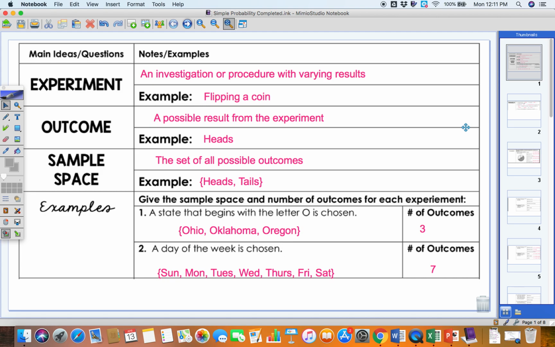Then our second experiment would be that a day of the week is chosen. Well, there are 7 possible outcomes: Sunday, Monday, Tuesday, Wednesday, Thursday, Friday, and Saturday. So all of the days of the week are a sample space with 7 possible outcomes.